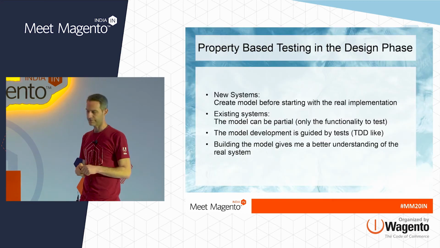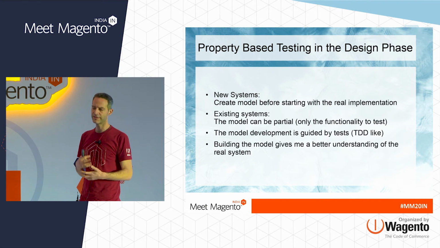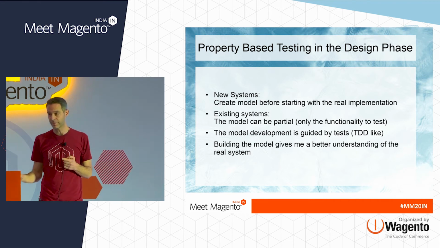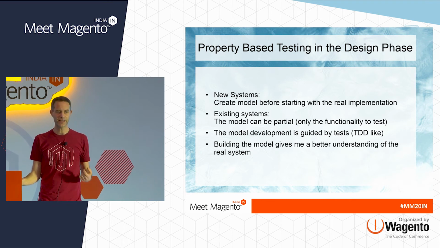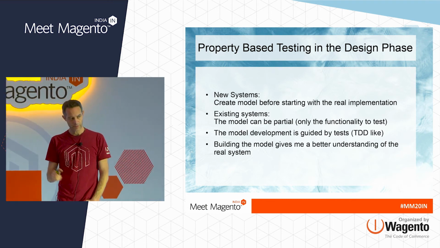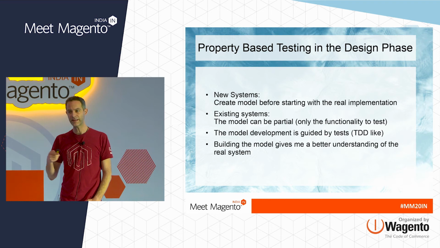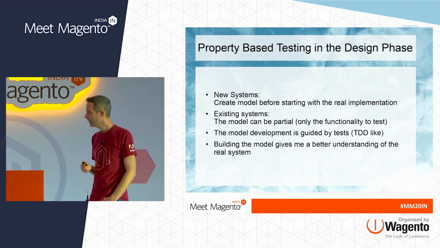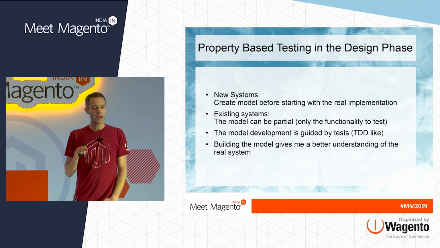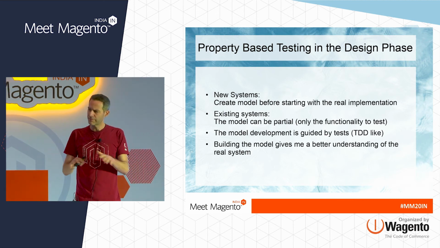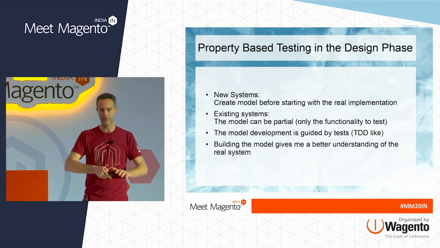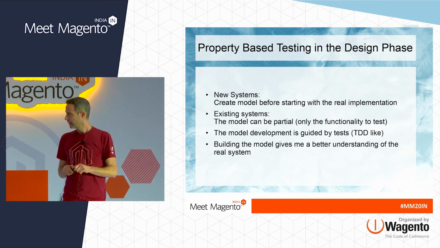So how can we use this? And this is where this property-based testing during design comes into play. So for new systems, I start by creating the model. And creating the model first helps me learn a lot about the system that I'm actually planning. For existing systems, my model will only contain part of all the functionality, only the parts I want to test, right? Just the required parts. So it's a partial model.